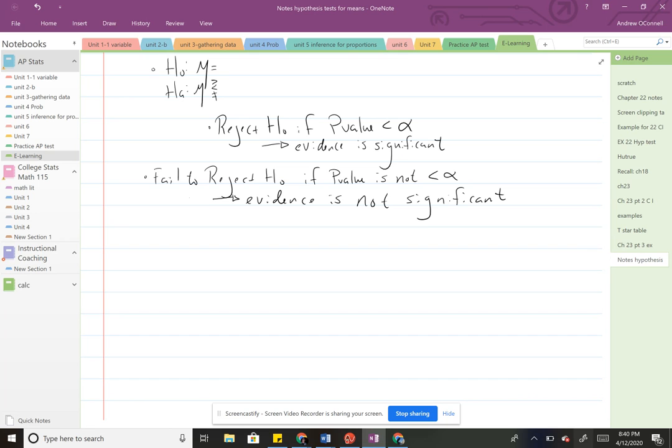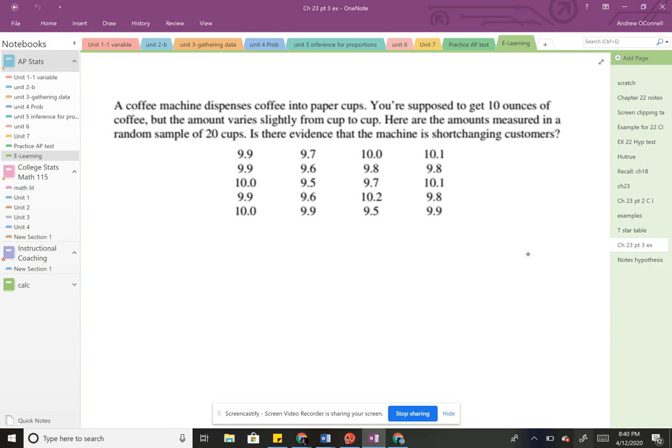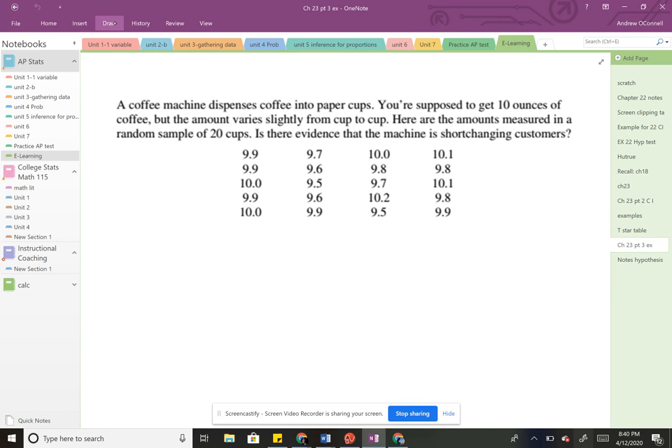Okay, so let me give you a little example here. A coffee machine dispenses coffee into paper cups. You're supposed to get 10 ounces of coffee, but the amount varies slightly from cup to cup. Here are the amounts measured in a random sample, random keyword, of 20 cups. Is there evidence, or is there significant evidence, that the machine is shortchanging customers? Just for starters, kind of look at this.